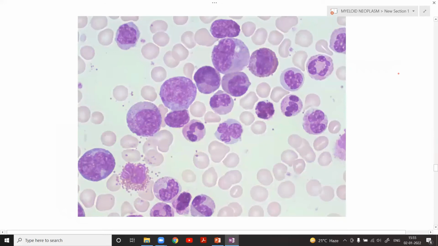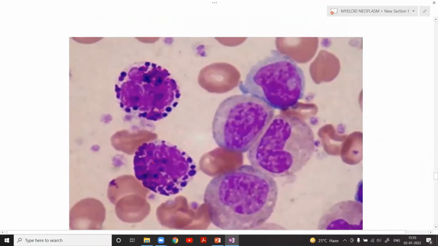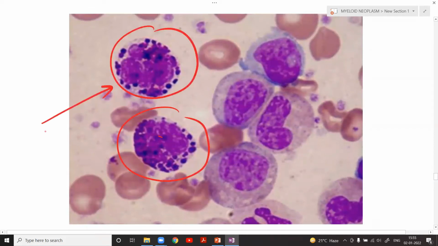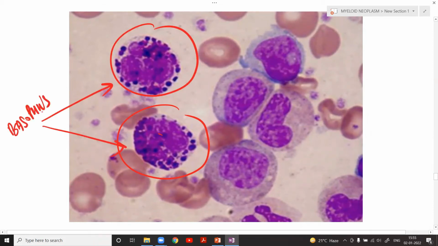Okay, so this is one other picture. What I wanted to show you over here, that all the immature granulocyte series of cells are there, but very importantly, you can see the presence of eosinophils in the picture. Can anyone tell me what are these cells? What is this? Baso. Very good. These are the basophils. These are the basophils that we see in case of CML.